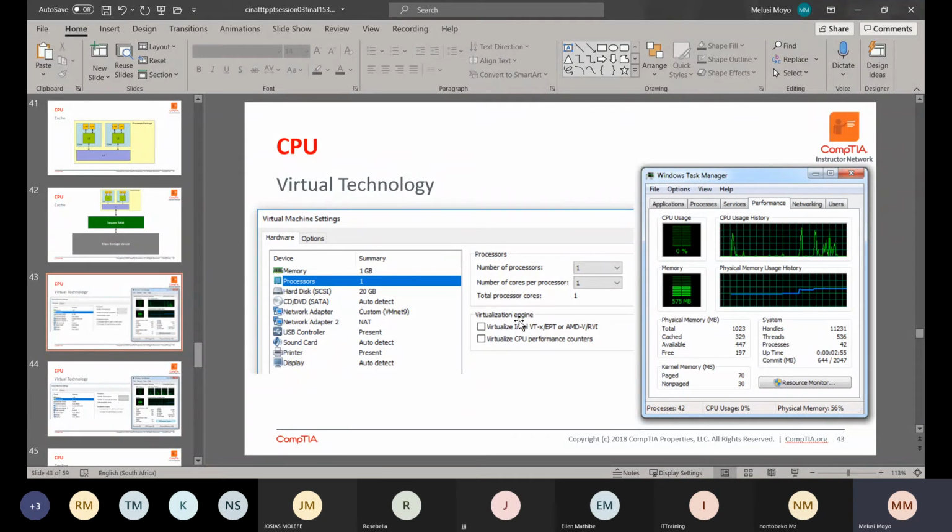So you can see down here, if you look at the diagram that I have, where it's written virtual machine settings, you'll see where it says virtualization engine, and then there's a part that says virtualize Intel VT. So that technology, once it's activated, will allow you to run virtual machines.